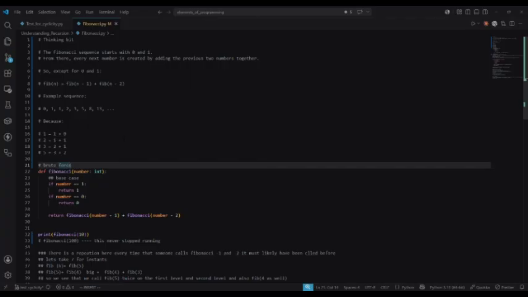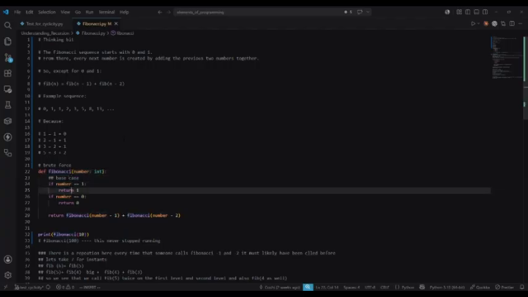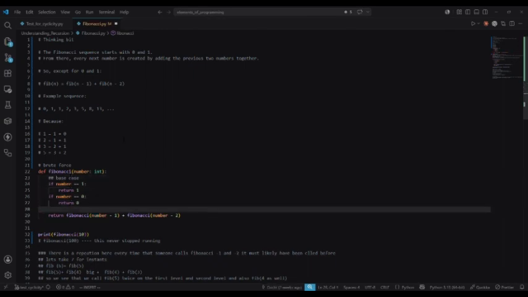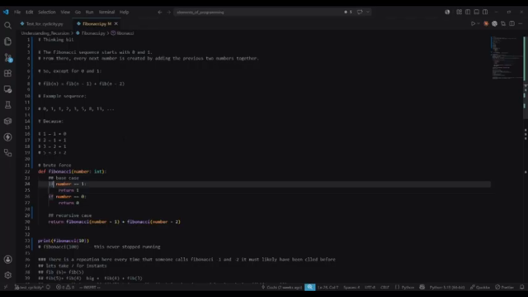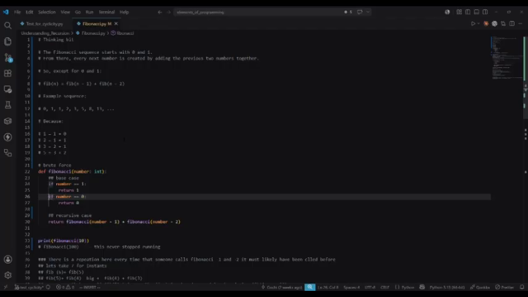So the brute force basically takes in the number, the integer you're trying to look for, the Fibonacci value, and basically as we said earlier, the base case, right? Before we get to the recursive case. So if we have the number to be 1, obviously we go ahead and return 1. If we have it to be 0, we go ahead and return 0.